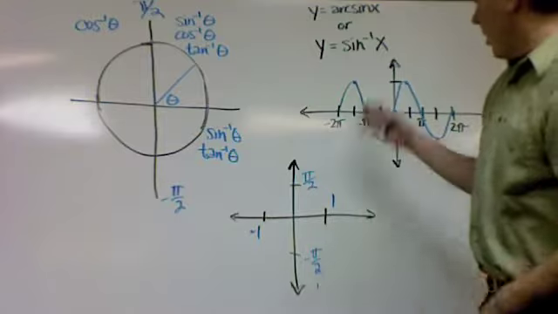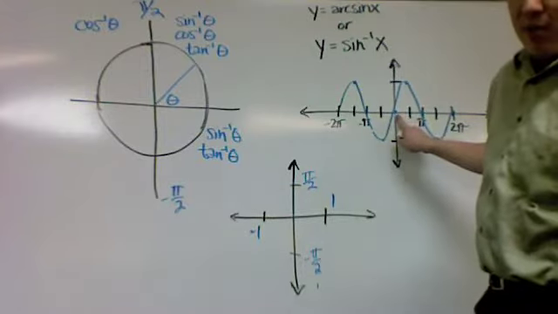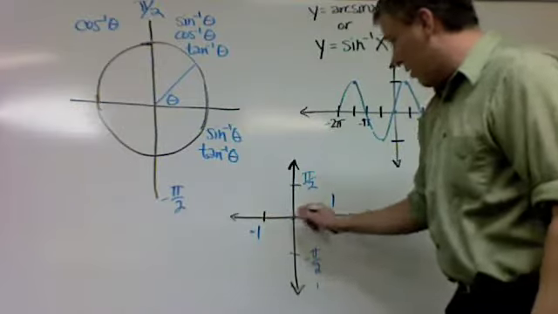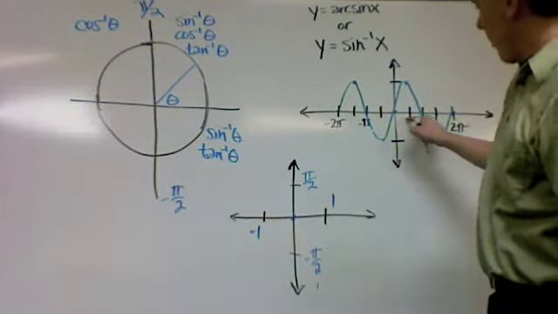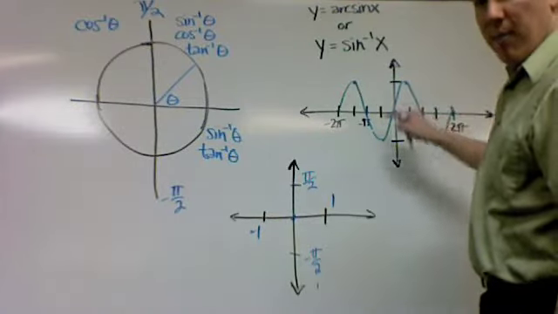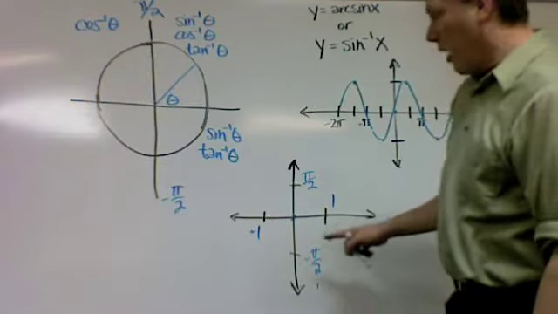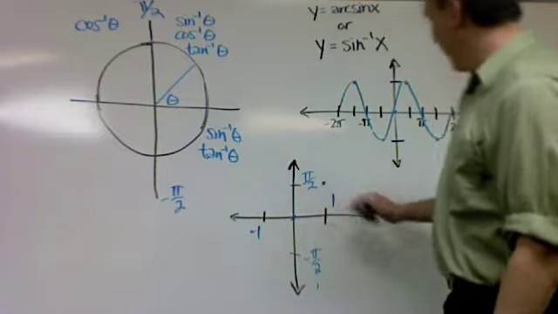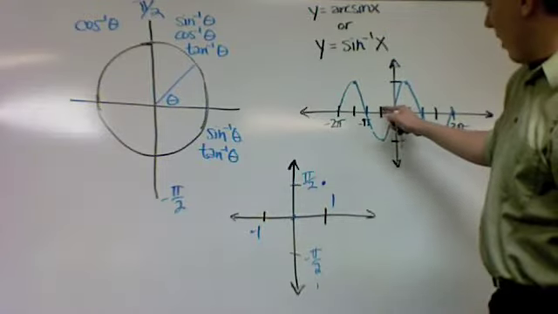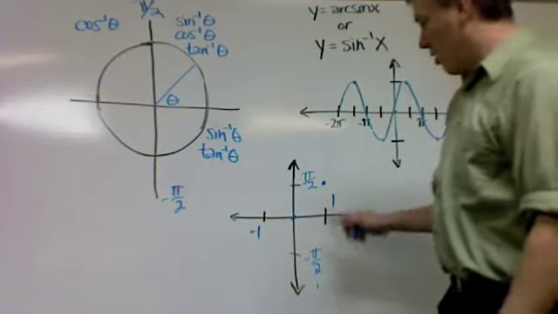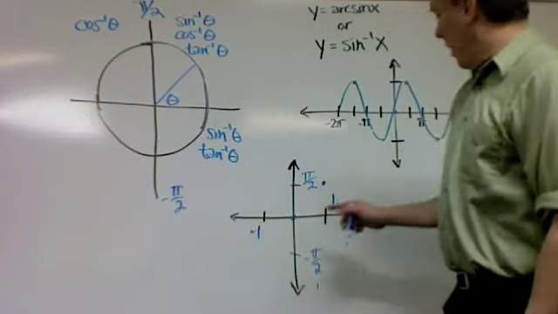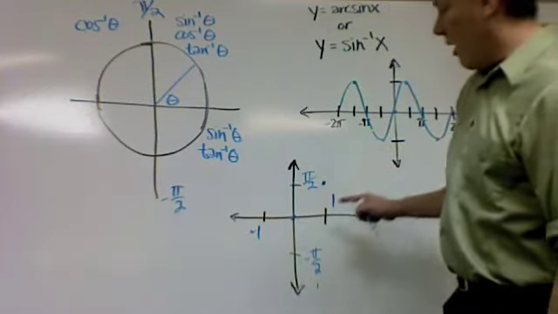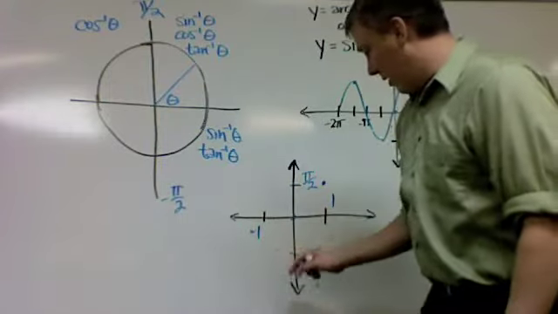And so now I'm going to look here. Well, here I have the point 0, 0. So if I switch 0, 0, it's still 0, 0. Here I have the point pi over 2, 1. So now I'm going to have the point 1, pi over 2. Switched. Here I have the point negative pi over 2, negative 1. So now I'm going to have negative 1, negative pi over 2.